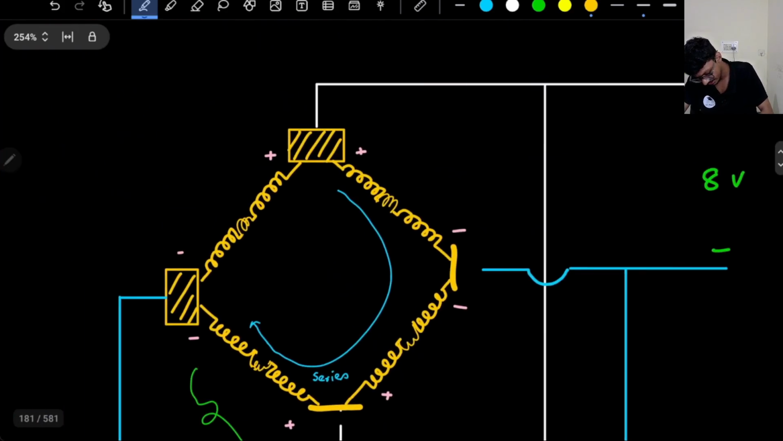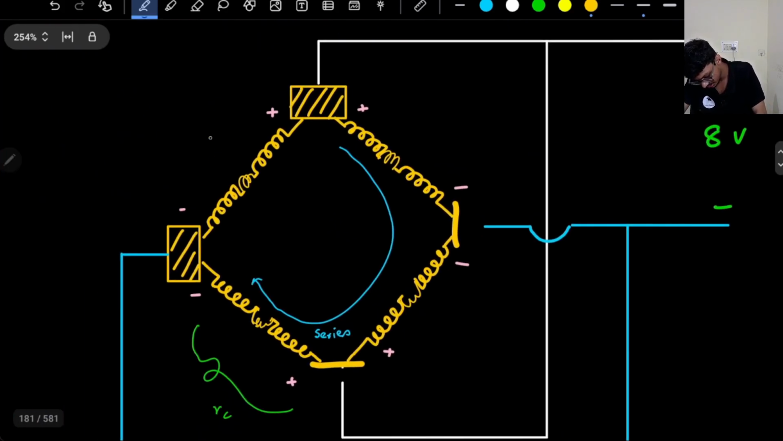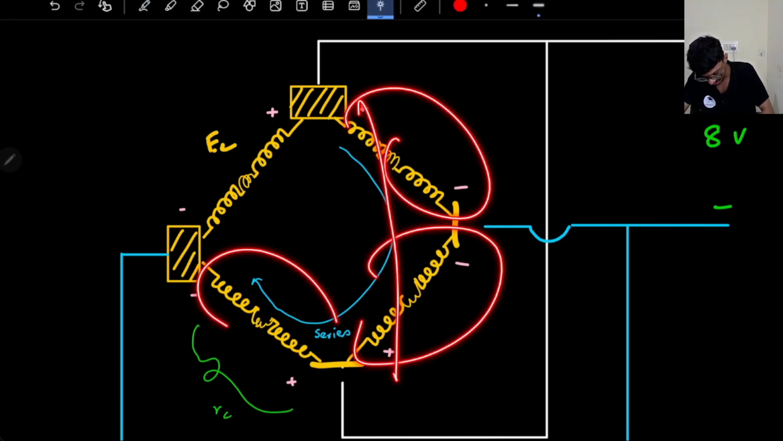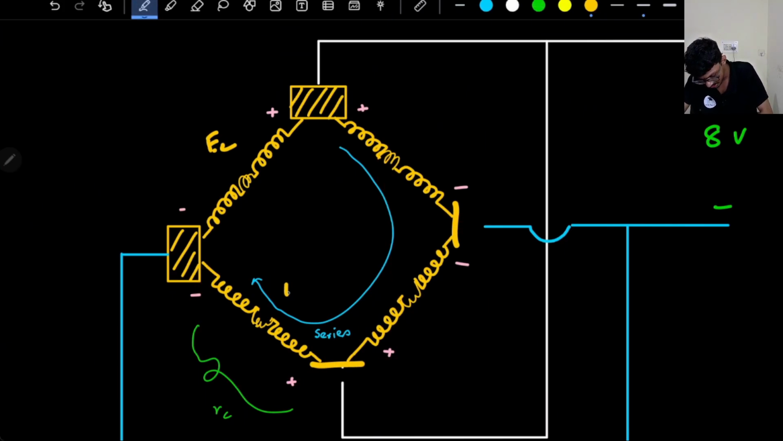So this is EC, right? What is the voltage here? This is plus EC, this is minus EC, this is cancelling out, but this is still plus EC, right? So overall voltage is plus EC. KVL in this loop gives plus EC, and the resistance is how much?